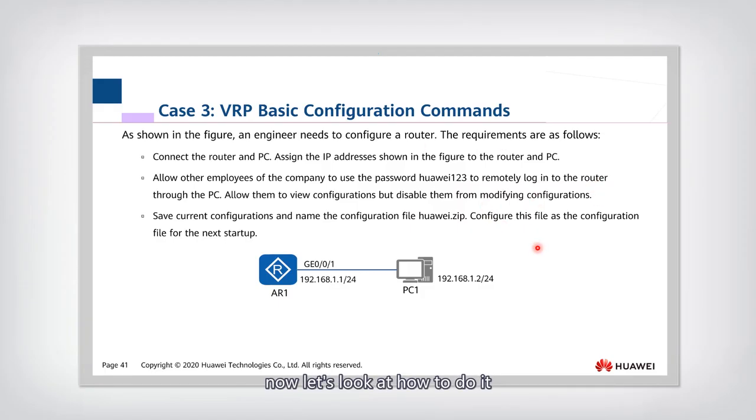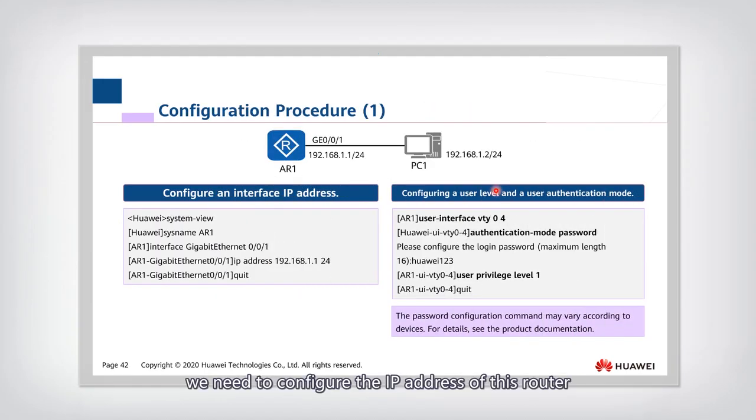Now let's look at how to do it. So first of all, we need to configure the IP address of this router. So first we enter the user interface and then go to the system view, then go into the interface view, right? Here, actually, we first need to change the name from Huawei to AR1 to indicate that, okay, this is router 1. And then we configure this interface and let this interface have this IP address, and then quit. So until now, we configured the name of the router and the interface IP address.